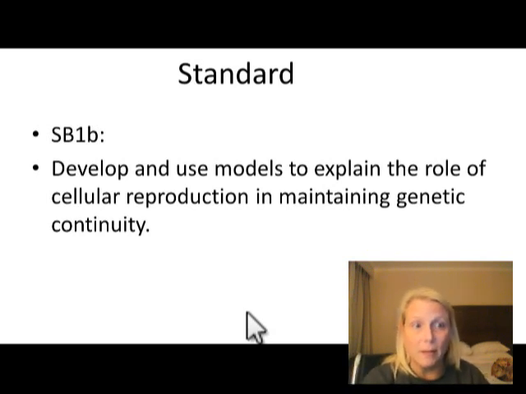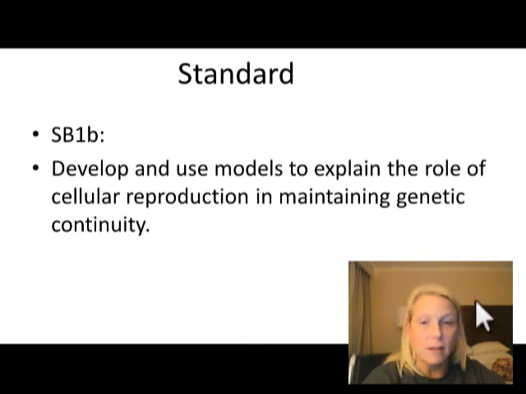This is not all going to be covered today. This is a couple days worth of notes right here, and doing some things in class. But maintaining genetic continuity. When something is continuous, it continues on. So what we need is for any species to be able to reproduce and have more of its species, because if a species does not reproduce, then it goes extinct. So we really need to understand a lot about cellular reproduction.